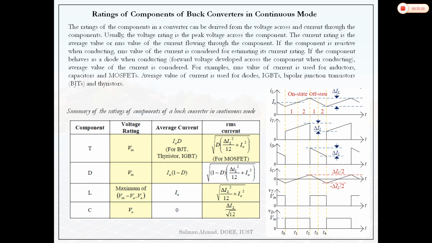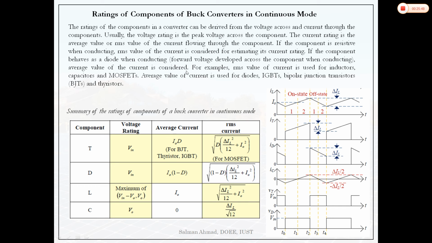If we are using a MOSFET as a switch, because of its RDS on during conduction, we consider it like a resistive element. So for the current rating of the MOSFET, we have to use the RMS value. The component behaves as a diode when conducting, that is, a forward voltage is developed across the component when conducting. For that, the average value of the current is considered.